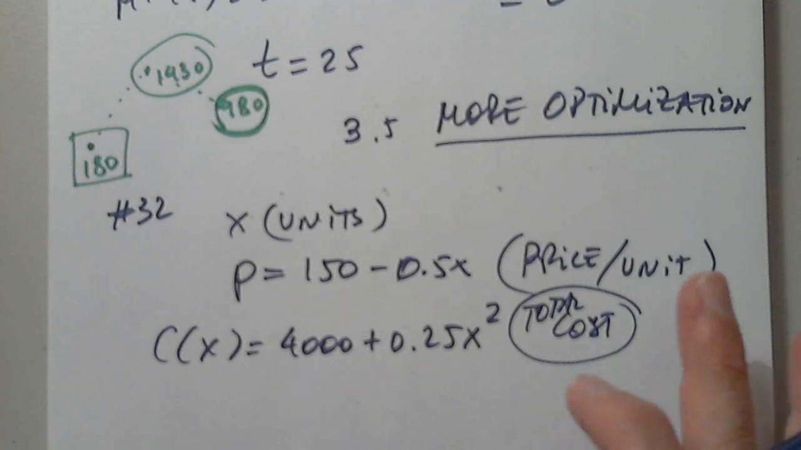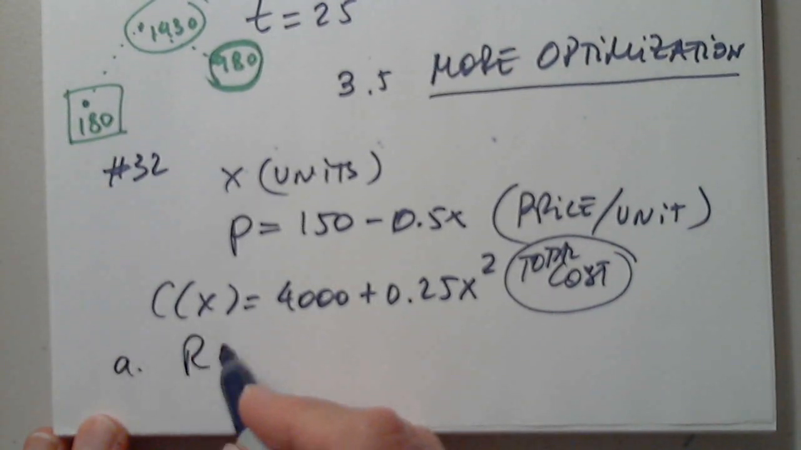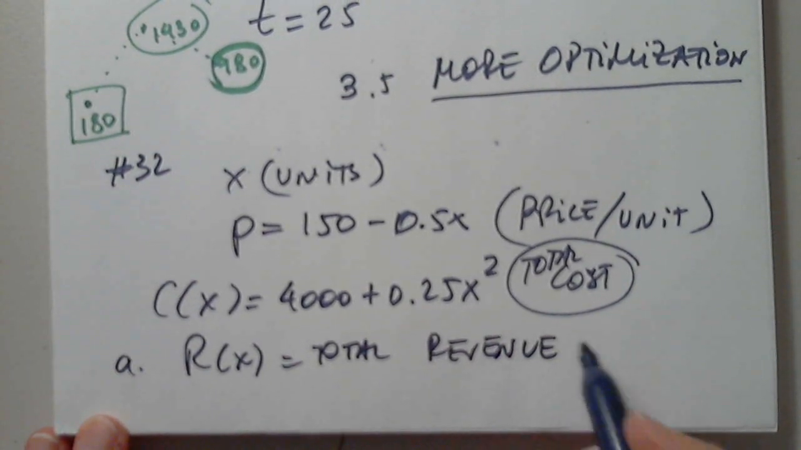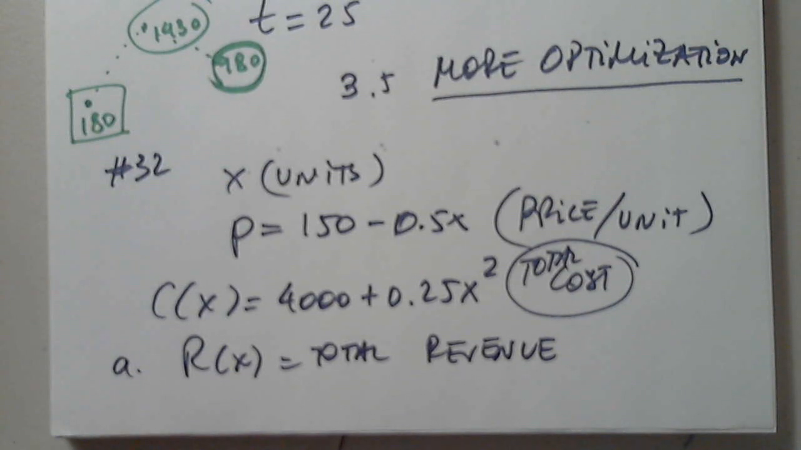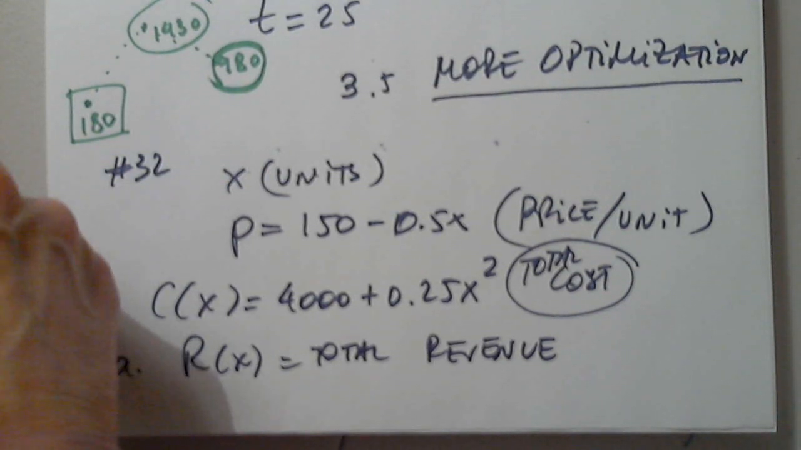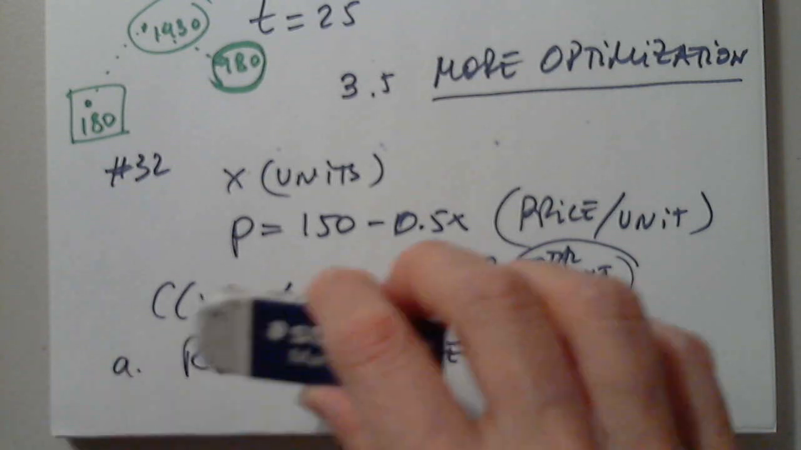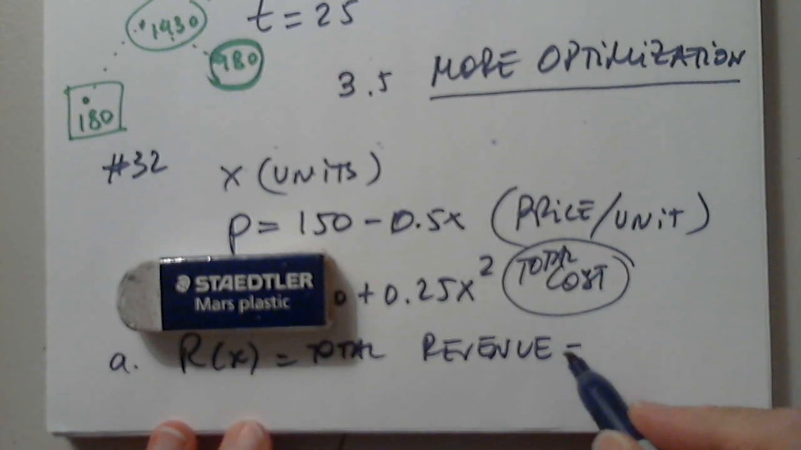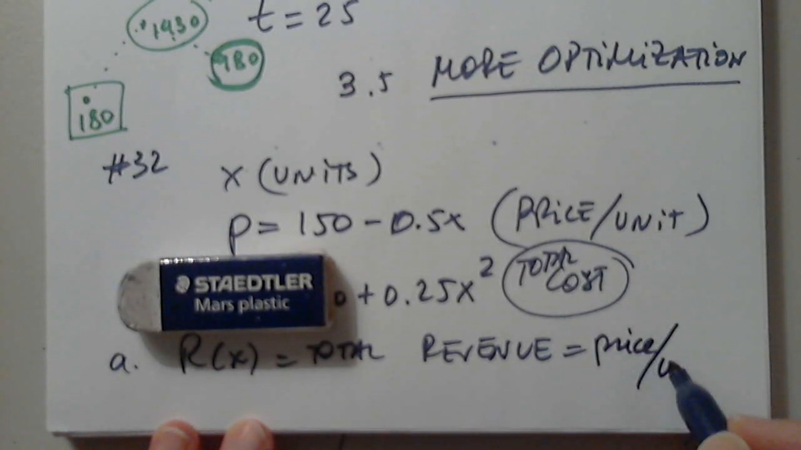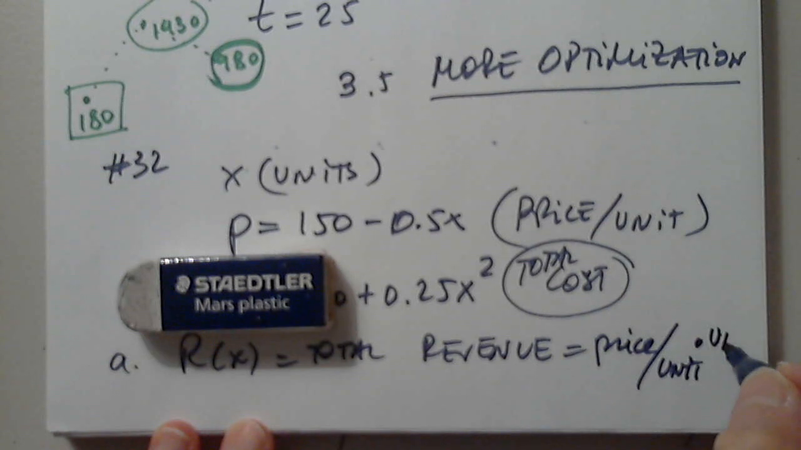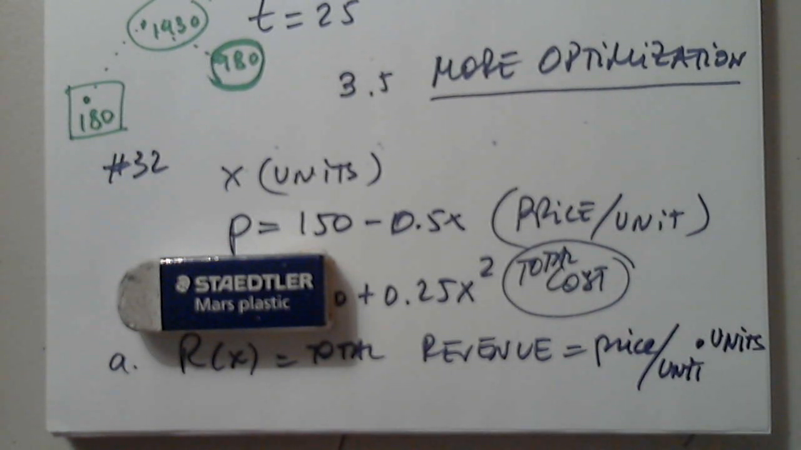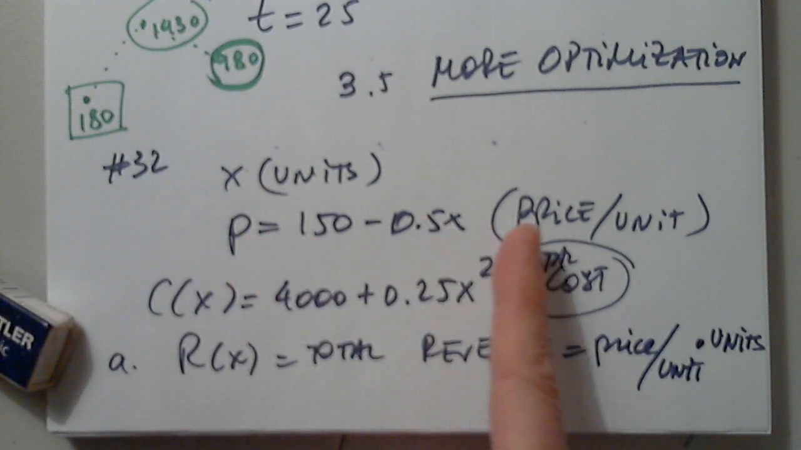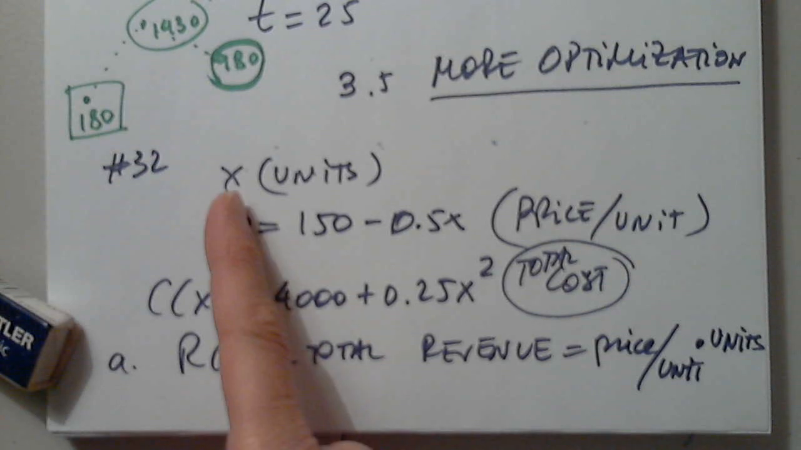Find the total revenue. So that's our first question. R of x, total revenue. The total revenue has nothing to do with the cost. The total revenue is always price per unit times the number of units.